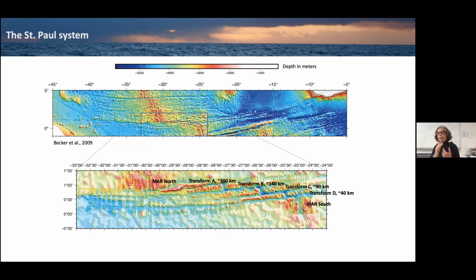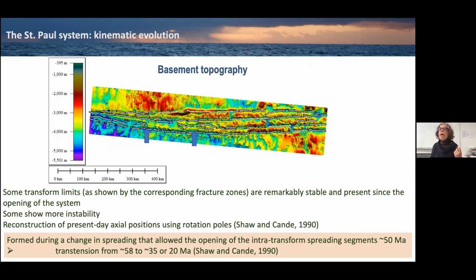Okay, so zooming in on the detail of St. Paul, we see that it is formed by 4 transform faults. The length of the offset diminishes towards the south from 300 up to 40 kilometers, and they offset 3 intra-transform ridge segments, which are quite small, with lengths around 30 kilometers, and the shortest one being the southernmost one, which is about 20 kilometers.